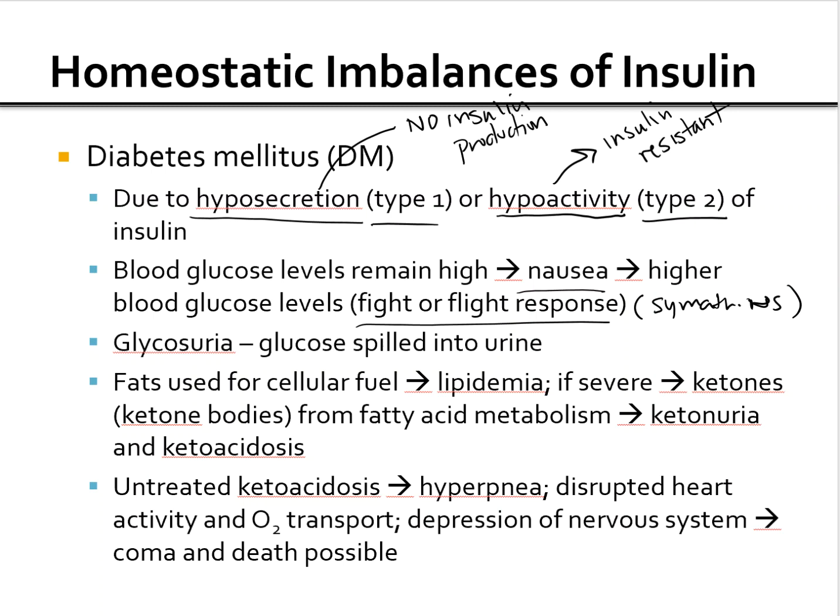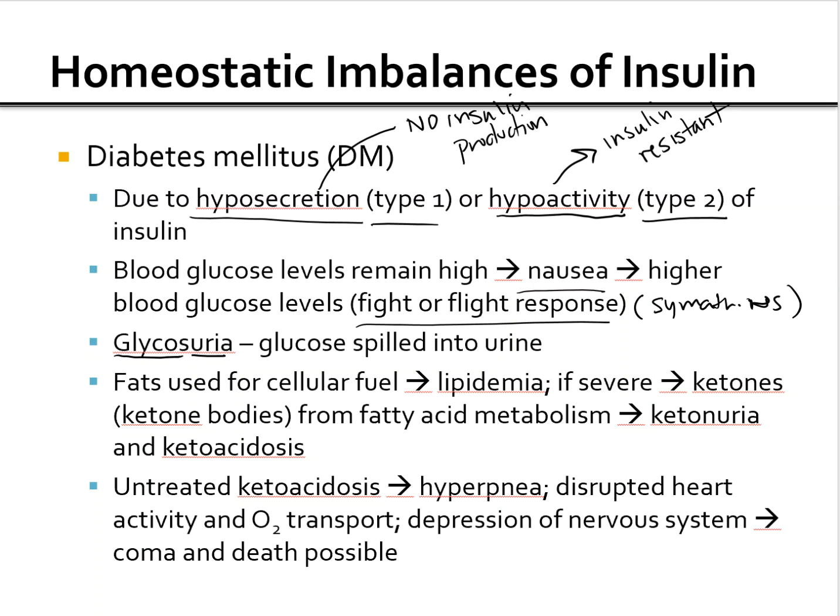Okay. Essentially, here is sugar in urine. So essentially what happens is, in these patients, in uncontrolled diabetes, you end up detecting glucose in your urine. In patients with diabetes mellitus, fat is then used as their cellular fuel. This often can lead to lipidemia.